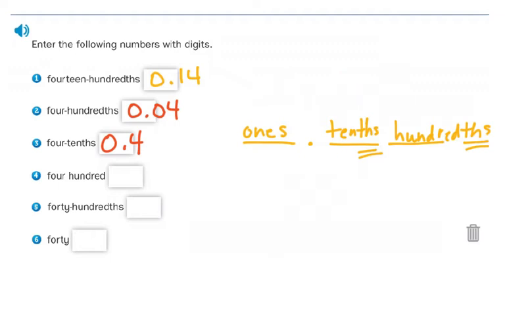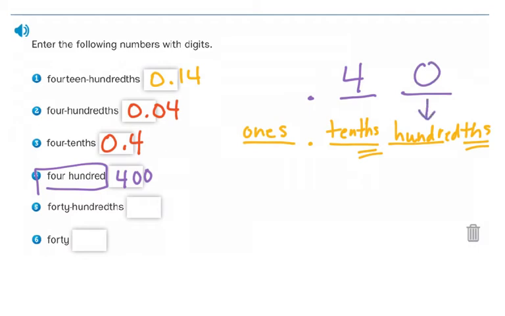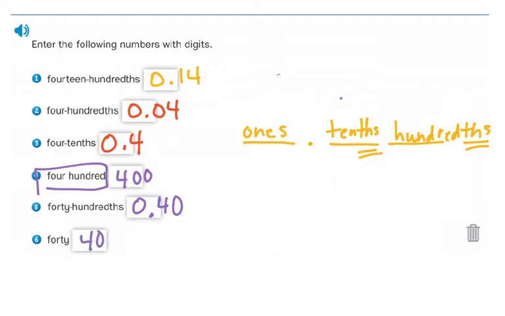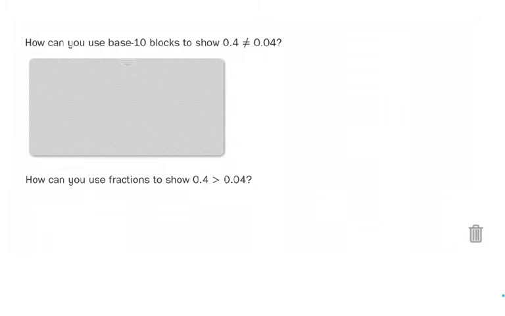Now be careful, don't let them trick you on this one. The next one is just the number 400. How do you just write the number 400? No decimal needed. 40 hundredths, the 40 needs to end in the hundredths. So 40 hundredths, it ends in the hundredths place, is written like this. And again, they're trying to trick you with number 6. How do you write the number 40? Just 40. Go ahead and erase your whiteboard.